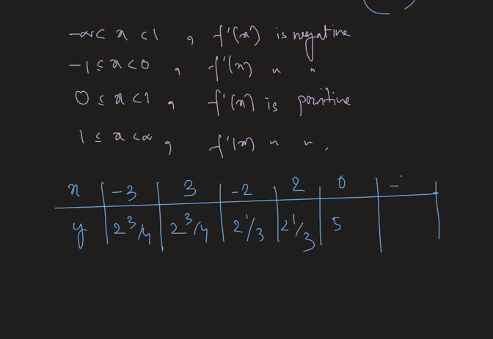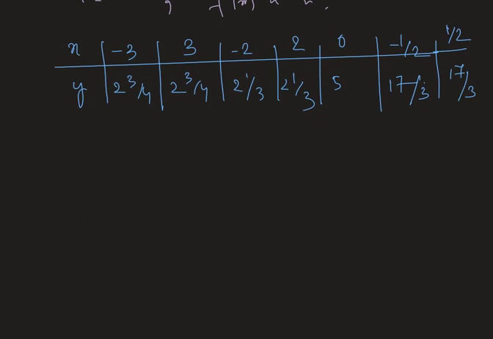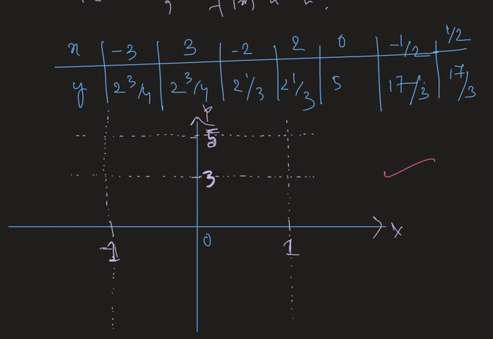If it is minus half, then we get 17 by 3. And if it is half, then we also get 17 by 3. Now we have to draw the required graph. So this is the required axis. Here on the x-axis we have 0, minus 1 and 1, and on the y-axis we have 3 and 5.